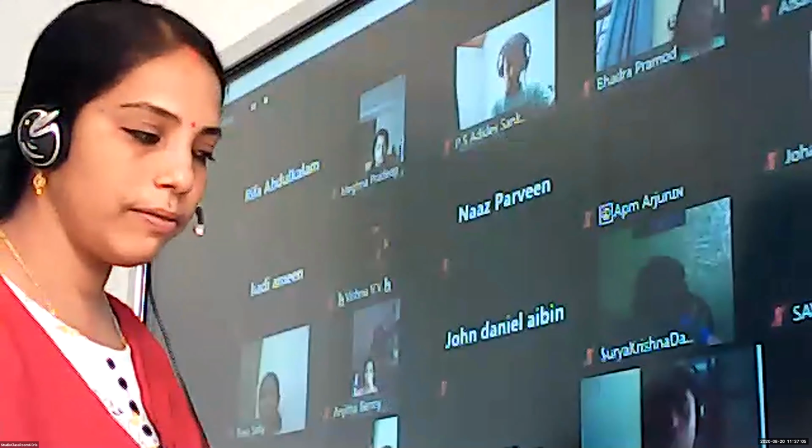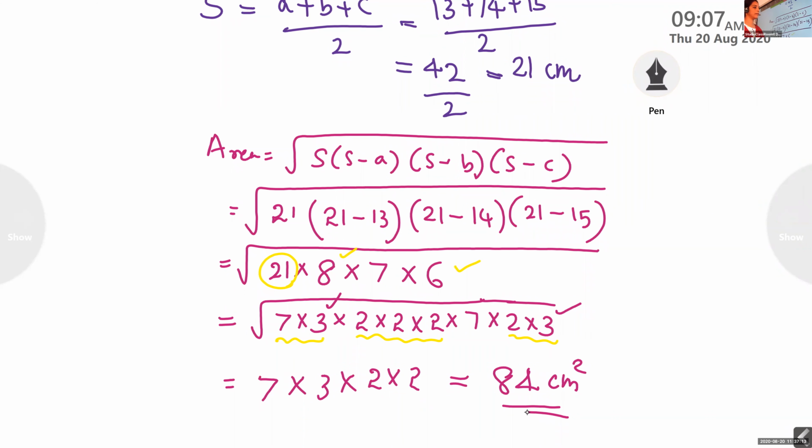Yes, I'll show the slides. Do you have any doubt? No. Okay. I'll show the slide. Adidev, can you see the board? Yes, ma'am. Did you understand, Adidev? Yes. Okay. So this is Heron's formula. It is very easy. Don't find the root directly. You can split it into prime factors and take one number out.